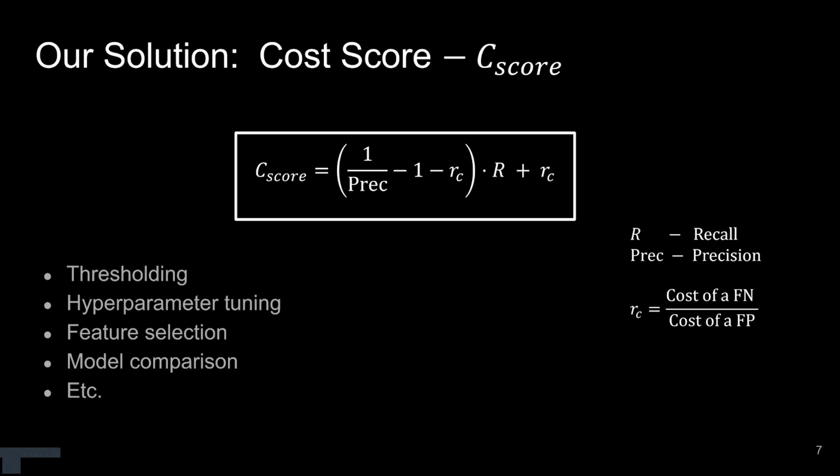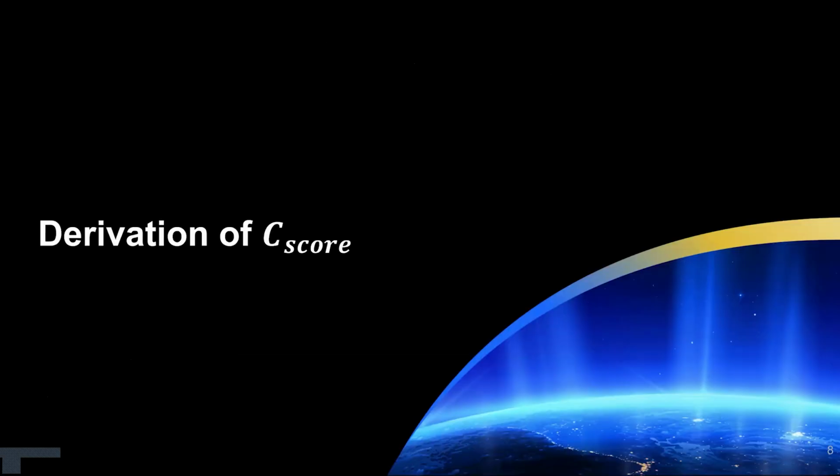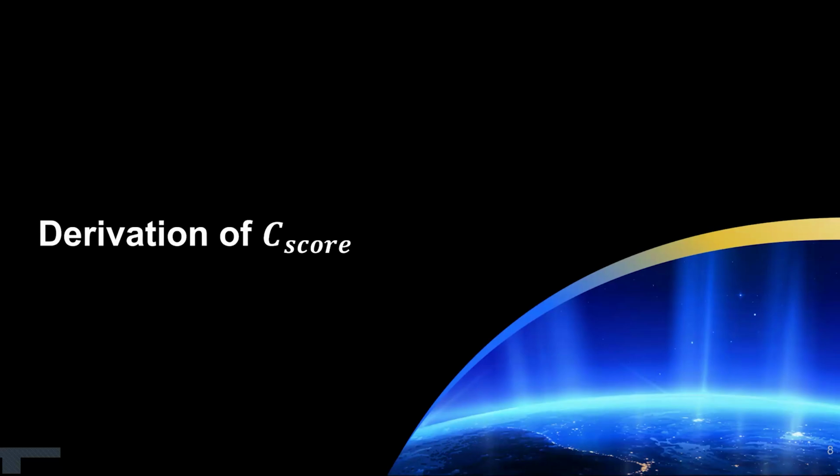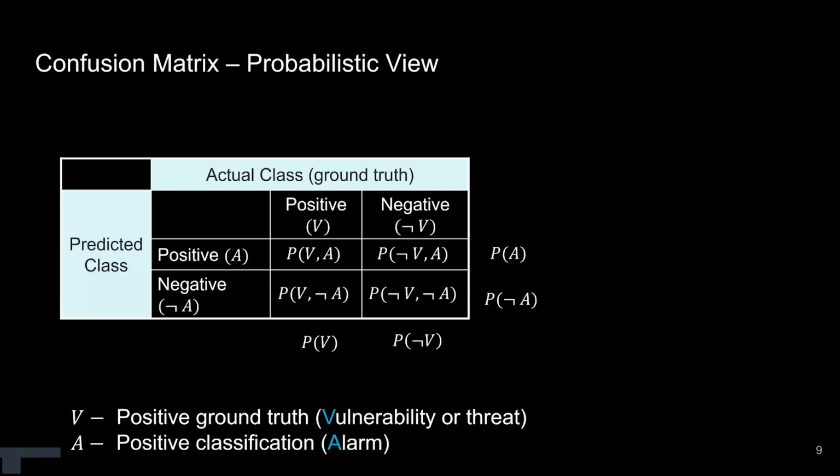Now, how did we come up with the Cscore? The next part of the talk is where we compute the costs of false positives and false negatives. We already looked at the confusion matrix. This is looking at the confusion matrix from a probabilistic perspective, and this is for a binary classifier.